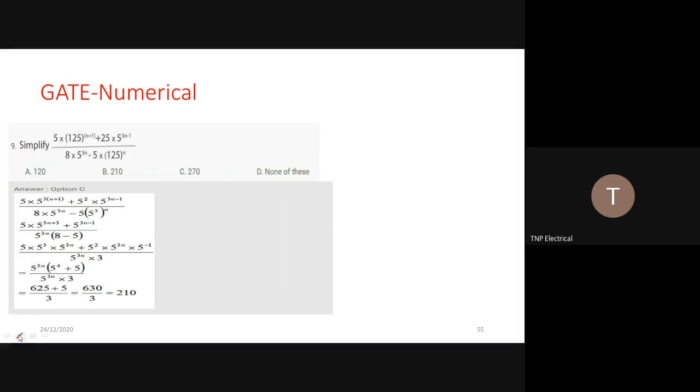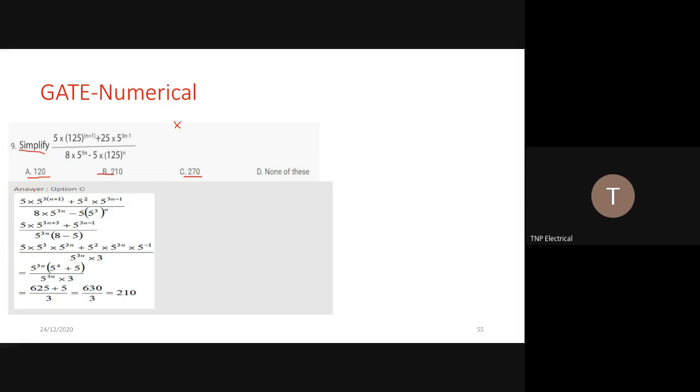Next, friend, somewhat critical, the difficulty level is high. You need to simplify 5 into 125 to the power n plus 1, plus 25 into 5 to the power 3n minus 1, upon 8 into 5 to the power 3n minus 5 into 125 to the power n. How can we solve it?